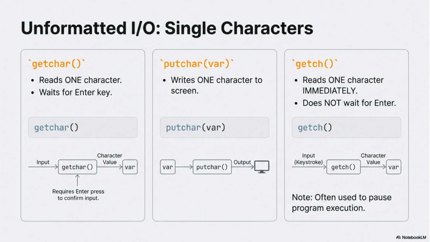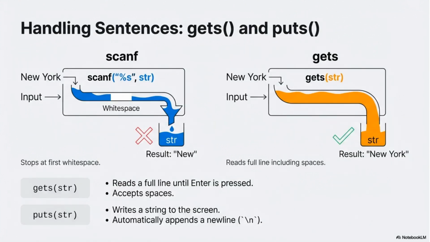For single characters, we use unformatted I/O. getchar reads one character and waits for enter, putchar writes one character immediately, and getch reads one character but does not wait for enter. To handle entire sentences, we use gets and puts. Unlike scanf, gets reads a full line until enter is pressed, accepting spaces. puts writes a string and automatically appends a new line.